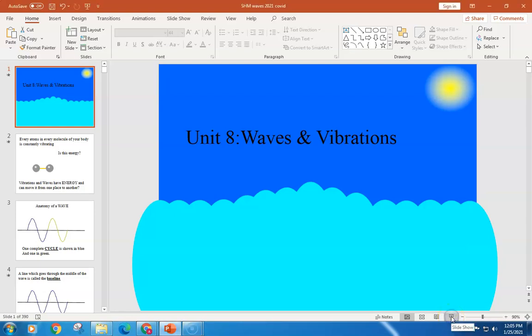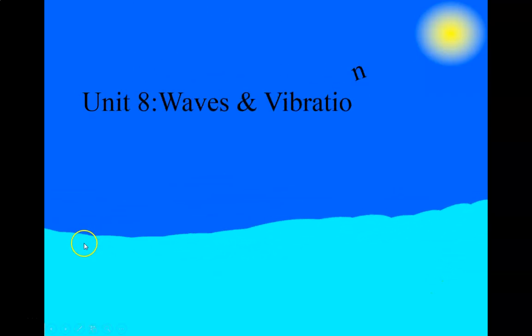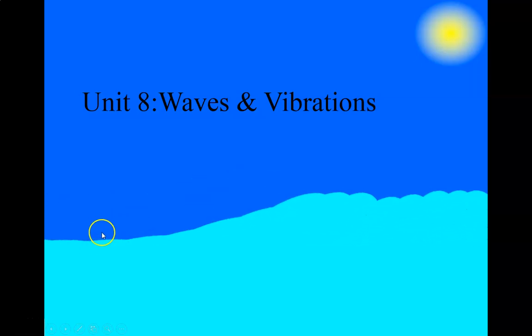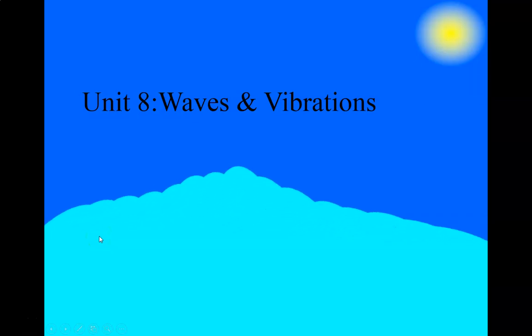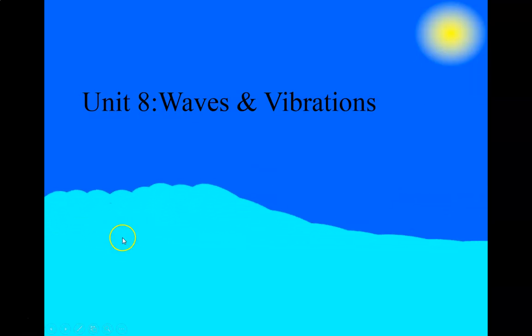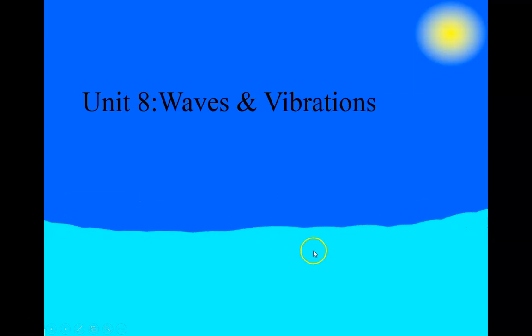We are starting Unit 8, which is on waves, vibrations, and simple harmonic motion. So I actually made this animation. If you look at it carefully, or you can't really see, it's made of a bunch of ellipses that are simply rotating at an offset time. And that's how the wave is created there.